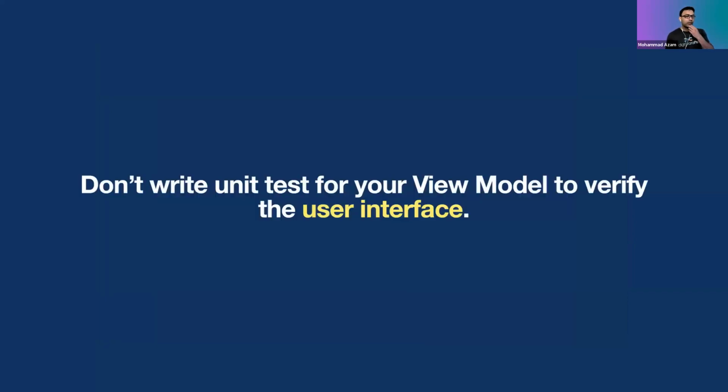Now, here's another thing. Don't write unit tests for your view model to verify the user interface. And when people read this, they're always like, hey, you said don't write unit tests for view model. No, I didn't say that. I said don't write unit tests for view model to verify the user interface. You should read the whole sentence, what I'm saying, right? And people are like, okay.